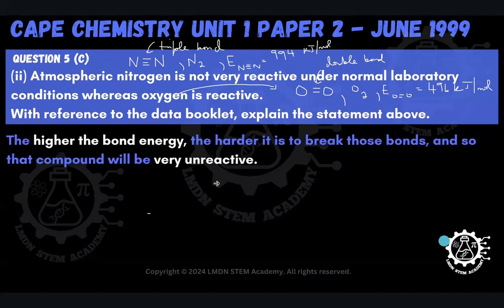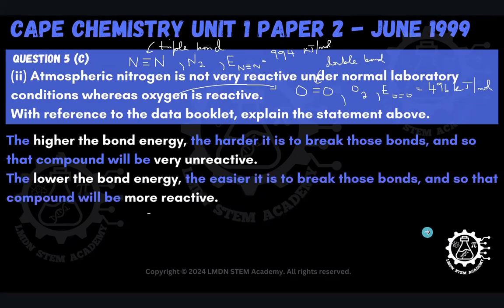We can say then that the higher the bond energy, the harder it is to break those bonds. And so that compound will be very unreactive. If we have to put in a ton of energy to break up our nitrogen bonds, it's not going to be very reactive. It's going to be hard to get it to react because we have to do that bond breaking work before we can have any reaction.